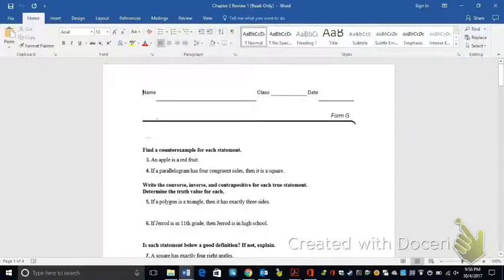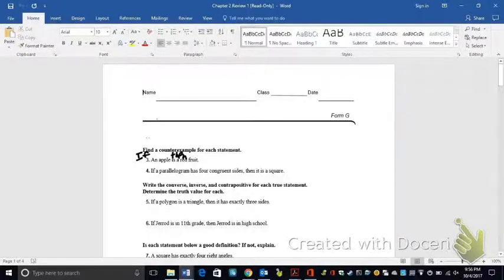So, here we go. We're going to start off with number 1. Number 1 is find a counterexample for each statement. Remember that when we're dealing with a counterexample, we want to treat the statement like a conditional. Conditional, again, is an if-then statement.